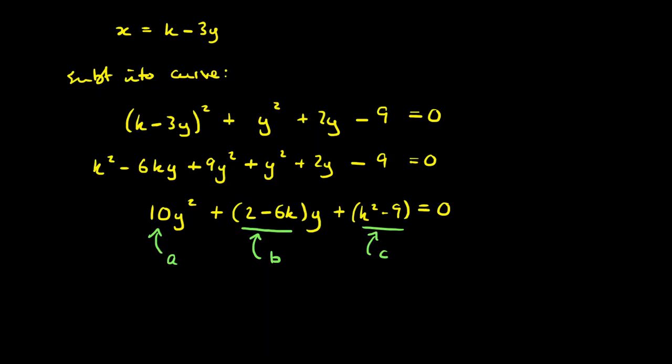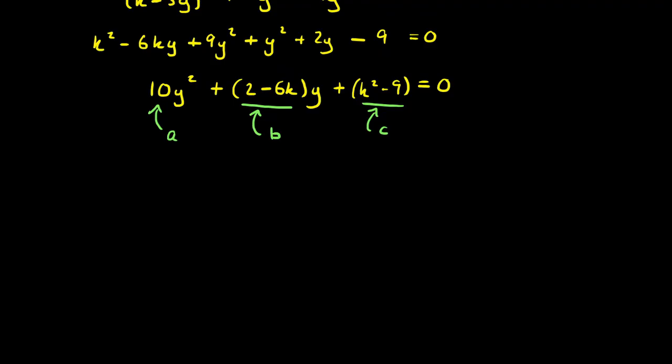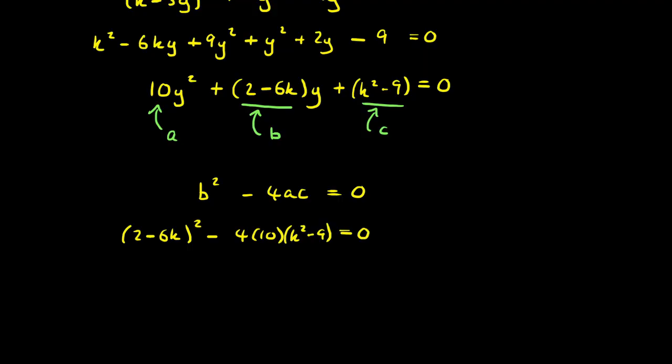And if I remind you what we said earlier, we want the discriminant of this quadratic to be equal to 0. So we want b squared minus 4ac to be equal to 0. Well, let's substitute in. We're going to get 2 minus 6k all squared minus 4 times 10 times k squared minus 9 equal to 0.